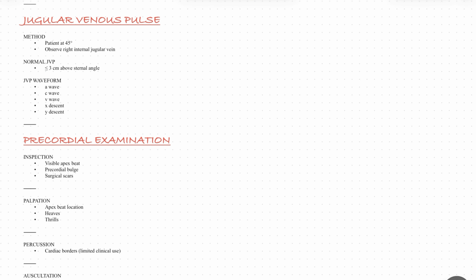Okay. Then coming to jugular venous pulse, we have a method to check how we are going to measure it. Patient at 45 degrees, observe the right internal jugular vein. There will be a scale we are going to keep and we are going to measure with it. I'll explain this in the jugular venous pressure topic. There you are going to learn various waves: A, C, V, X, Y. No need to worry, I'll be explaining. Just remember, the jugular vein directly reflects the right atrium. That's it, you just remember this much. Ideally, normal JVP will be less than or equal to 3 cm above the sternal angle.